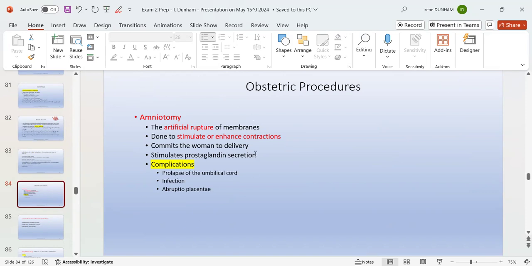As a nurse, now knowing this, when the doctor or the provider ruptures the membranes, what do I have to be concerned about? The amount, the color, the odor. Yeah, color, odor, the amount, correct. And the baby also. Right. What else do I have to worry about?